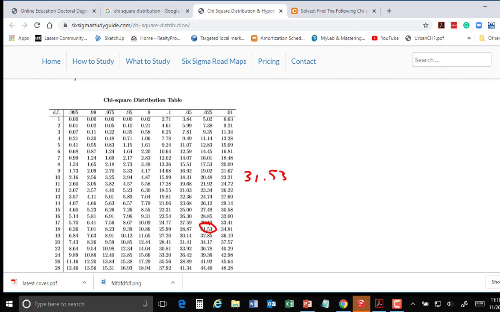All right, now take a look at this. If I'm saying that you put 0.025 here, that's probability. Everything under the curve is always positive, less than or equal to one. The chi value right here is going to be 31.53. To find this guy, you know that 0.025 is in there, right? But you have to calculate the probability from left to right.